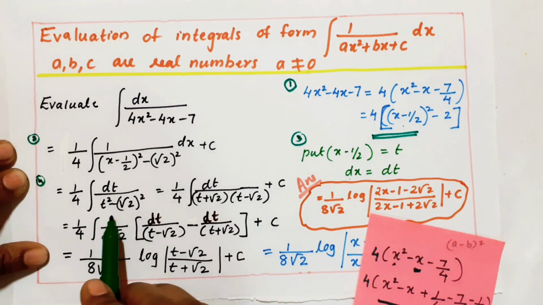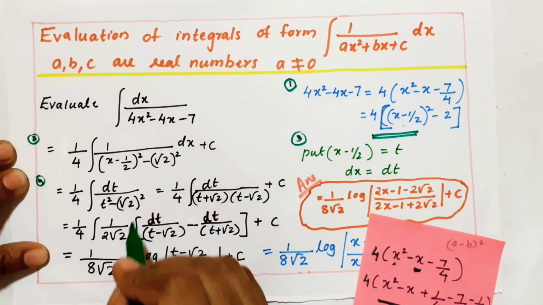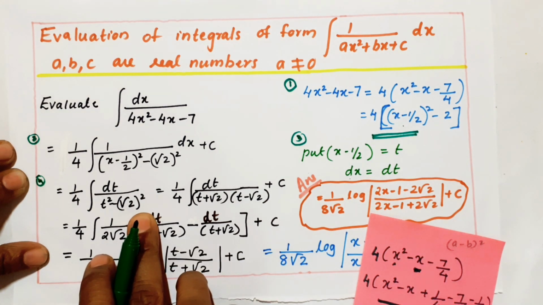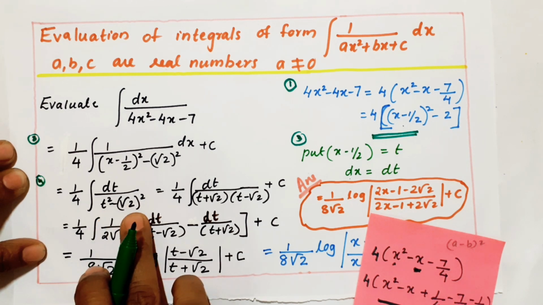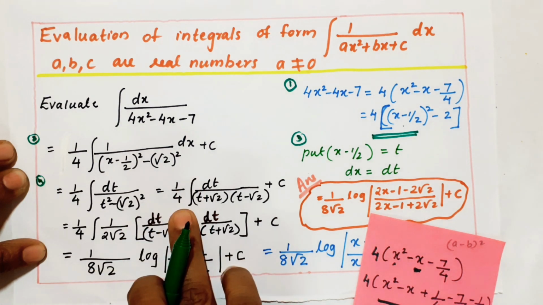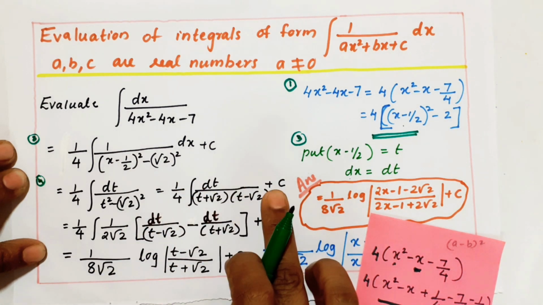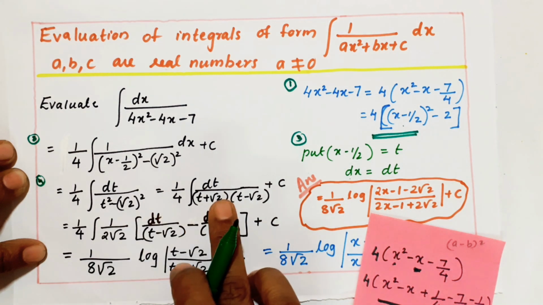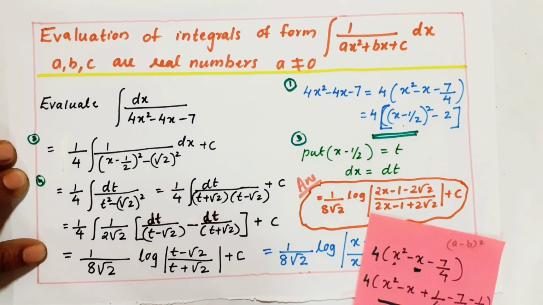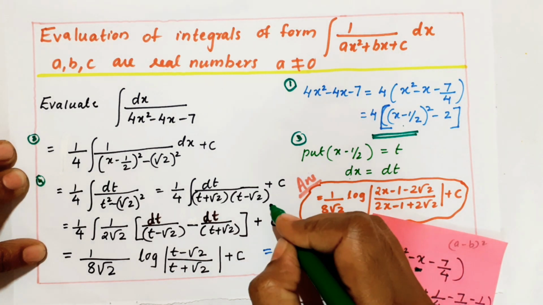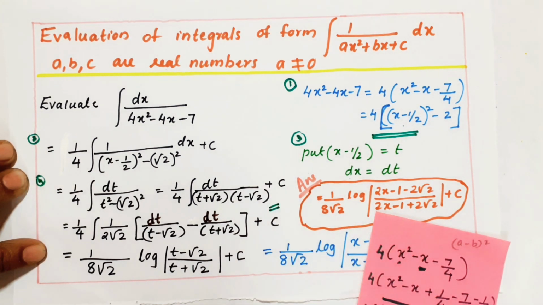Okay. After getting till here, you got it, right? Next step, again you need to write, this is in the form of a square minus b square. We know that a square minus b square is a plus b into a minus b. So it is 1 by 4 integral dt by, denominator it is t plus root 2 into t minus root 2 plus c. Clear?